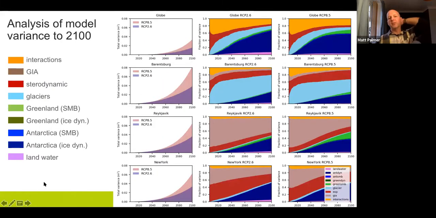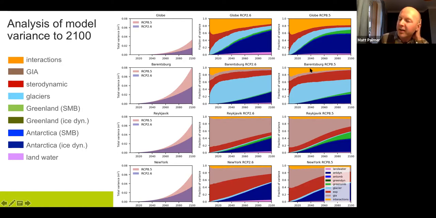So then we can go a bit further and we can compute the covariance matrix of these projections. And that's what I'm showing you here. So what we have is the total variance for the two different scenarios here, but really, I guess, the emphasis of where I'd like you to draw your attention are these filled contours in the middle and right-hand plots. So we can break down how much the uncertainty is coming from these different factors on the left-hand side. So this is the color key. And you can see that the top row is for the globe. And then I go through some of these locations that we've discussed.